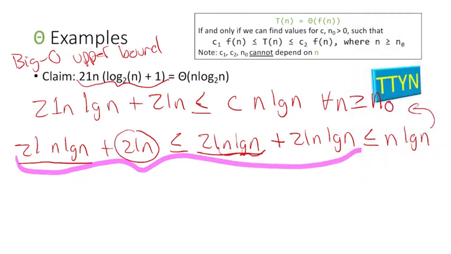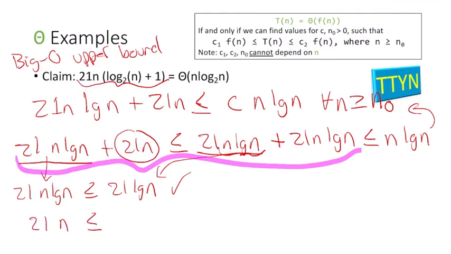And to do that, we could say 21n log n is less than or equal to 21n log n. So that's the first term. And that one's pretty trivially true, right? They're equal, so of course it's less than or equal to. We also need to show that 21n is less than or equal to 21n log n.